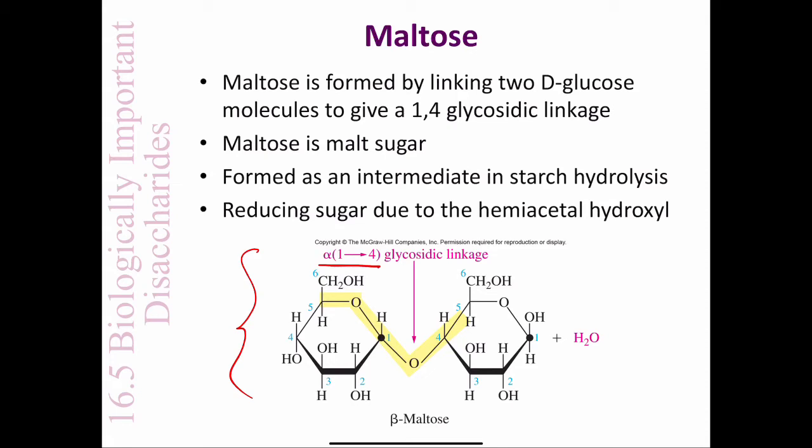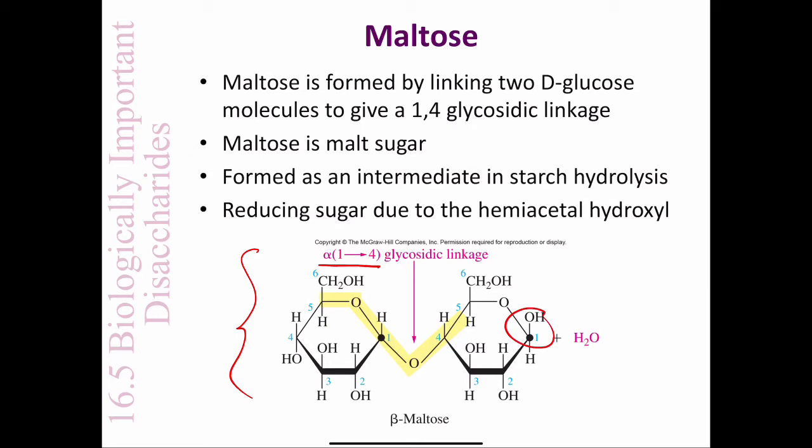Maltose is a reducing sugar. Again, any disaccharide that has a hemiacetal hydroxyl group is a reducing sugar. This is because the cyclic structure can open back up at this position right here to form the free aldehyde.